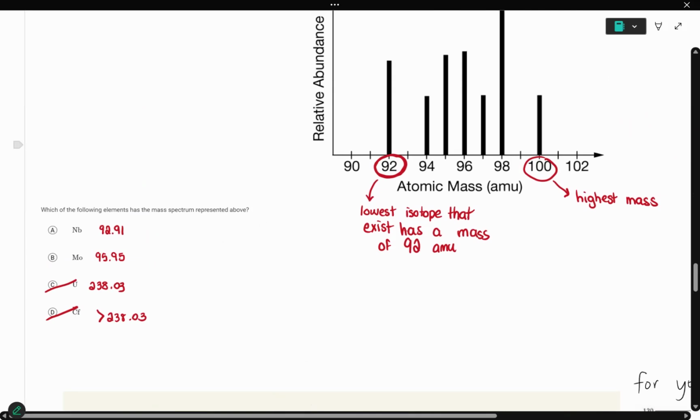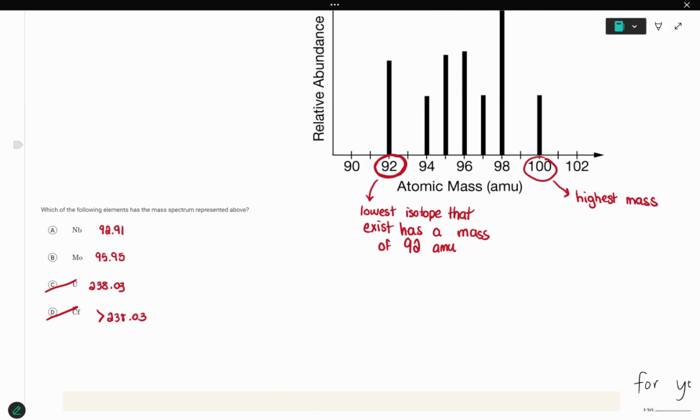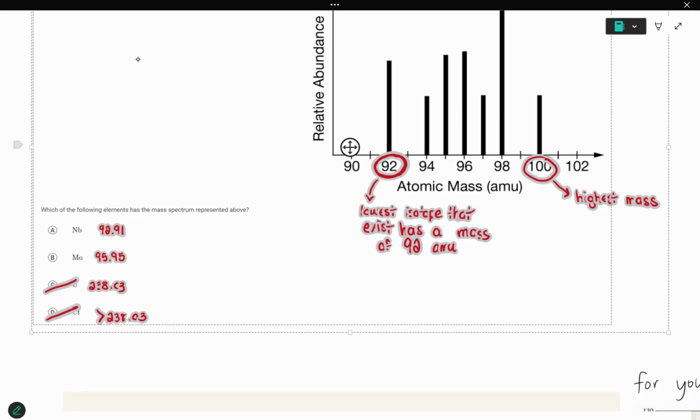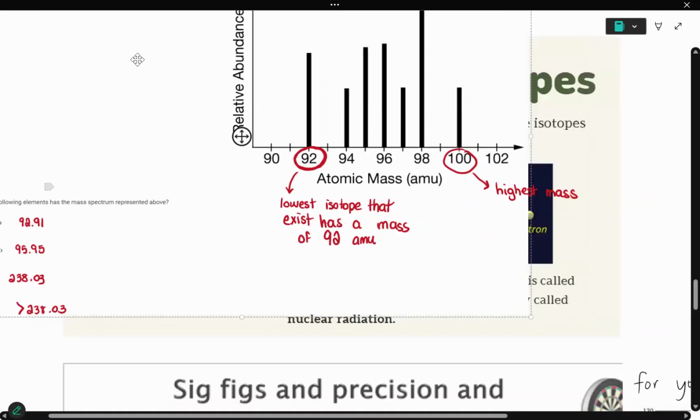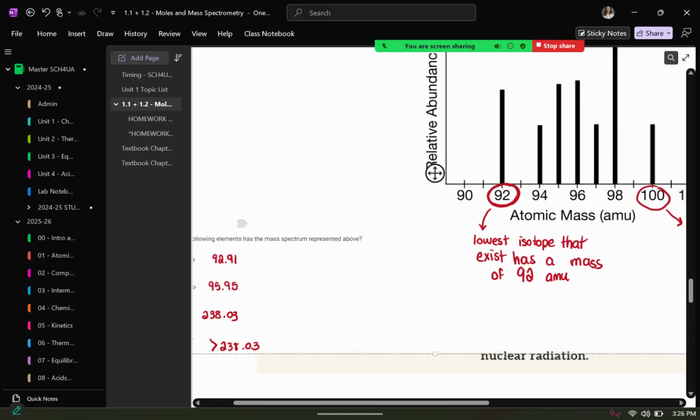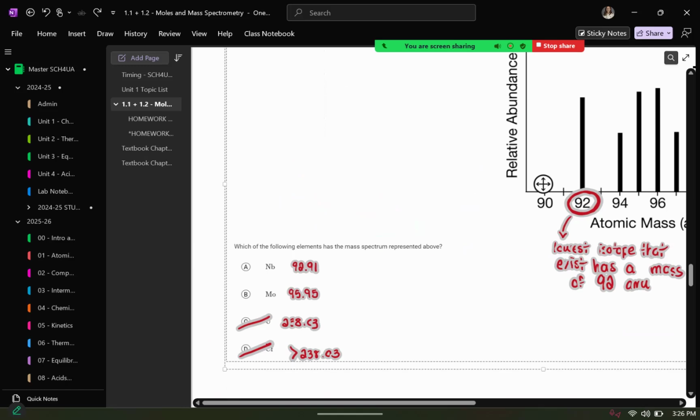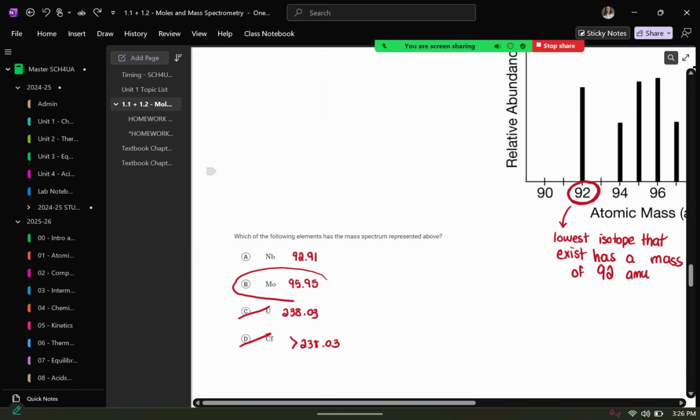Between the two of these, which one is more likely based off the idea that this is an average that you are taking? Molybdenum, yes, exactly. Niobium is the other one. Because if it was niobium, you would expect the weighting to be far more shifted towards this area. So that's how you would read this, and the answer here is molybdenum. We're going to end the lesson here.